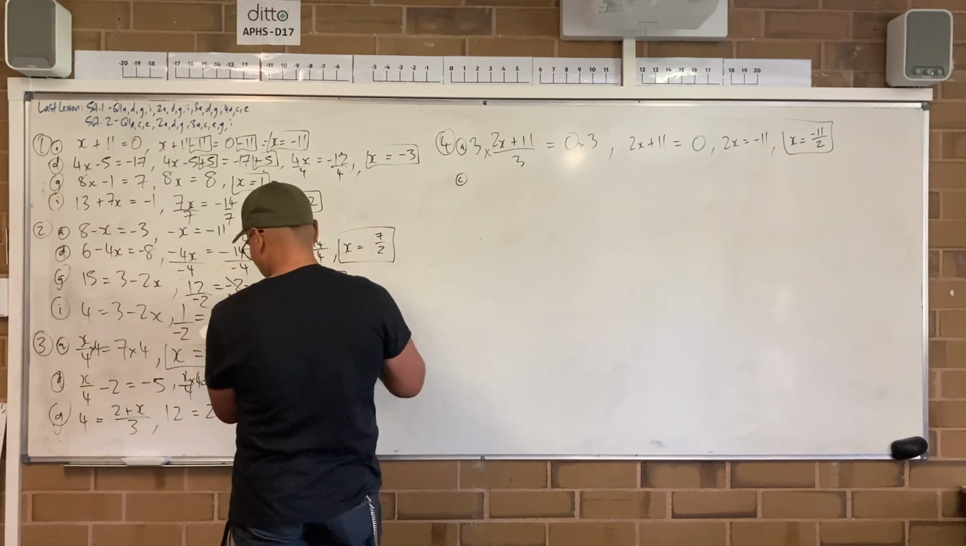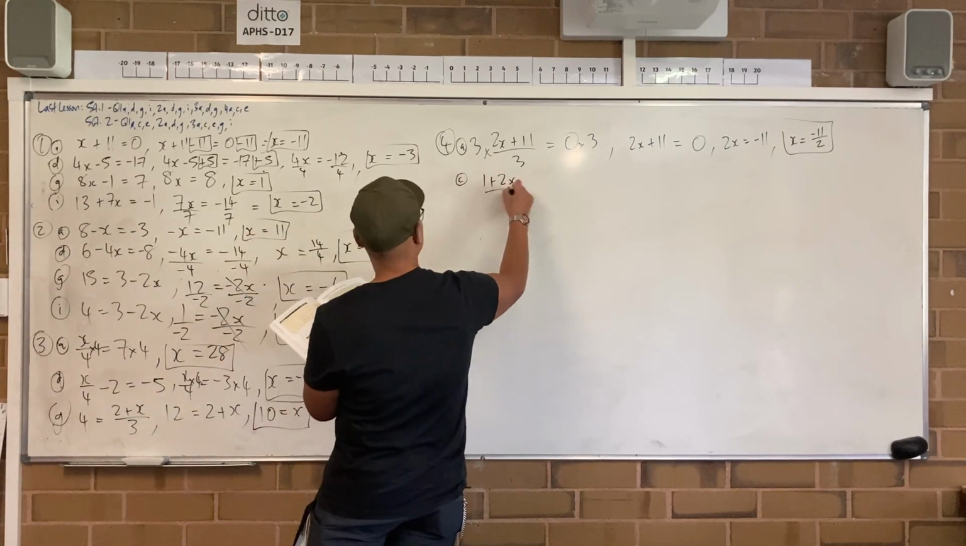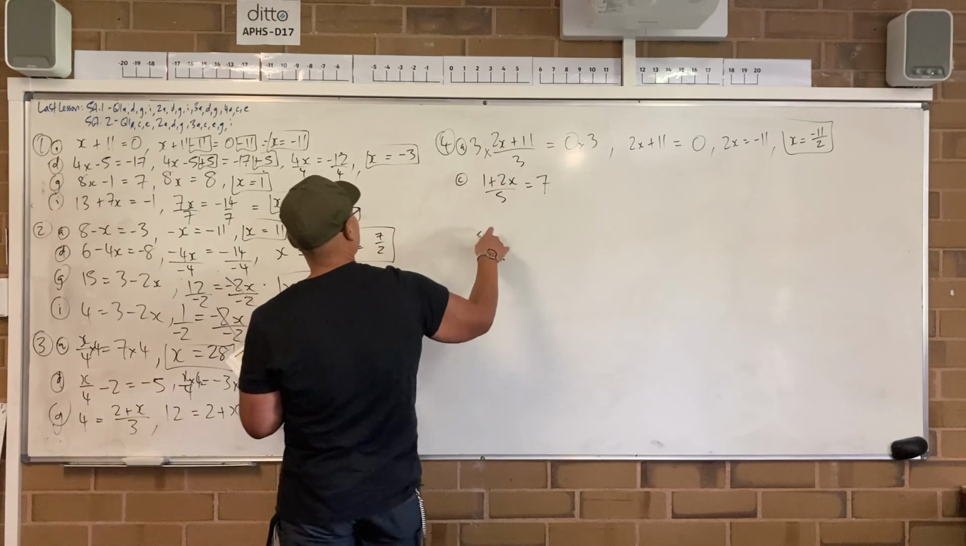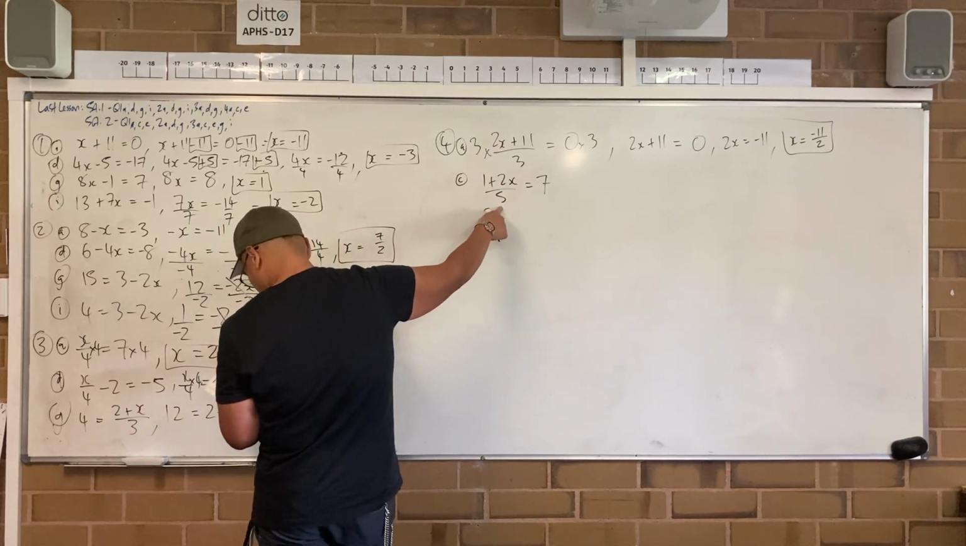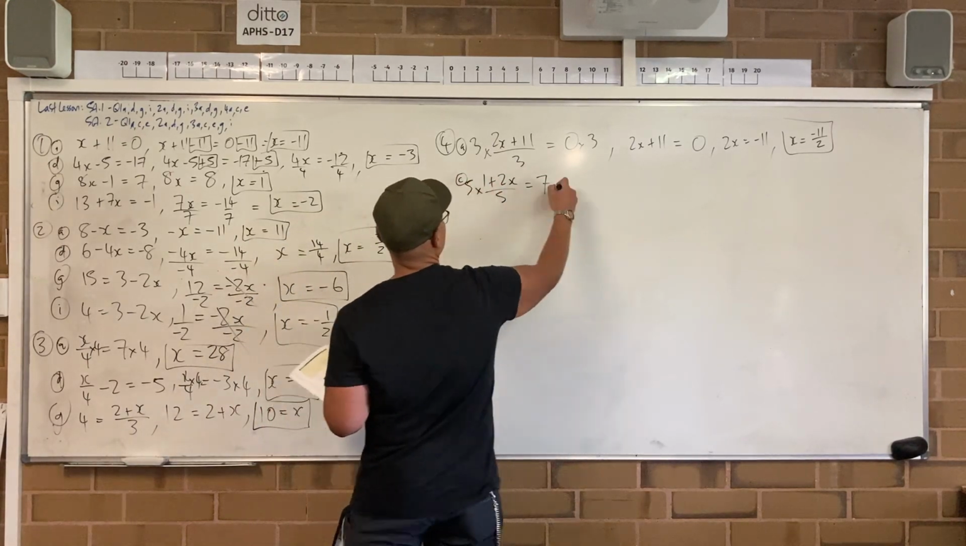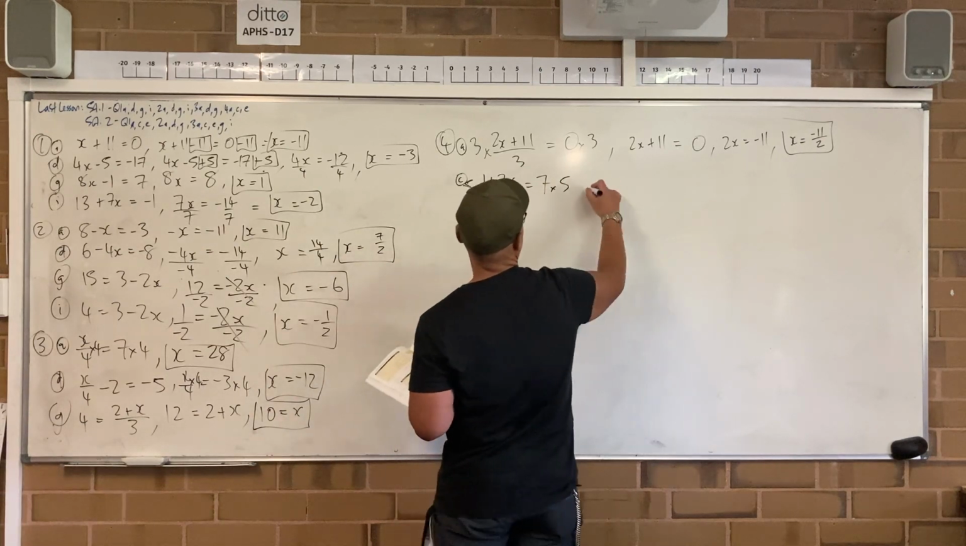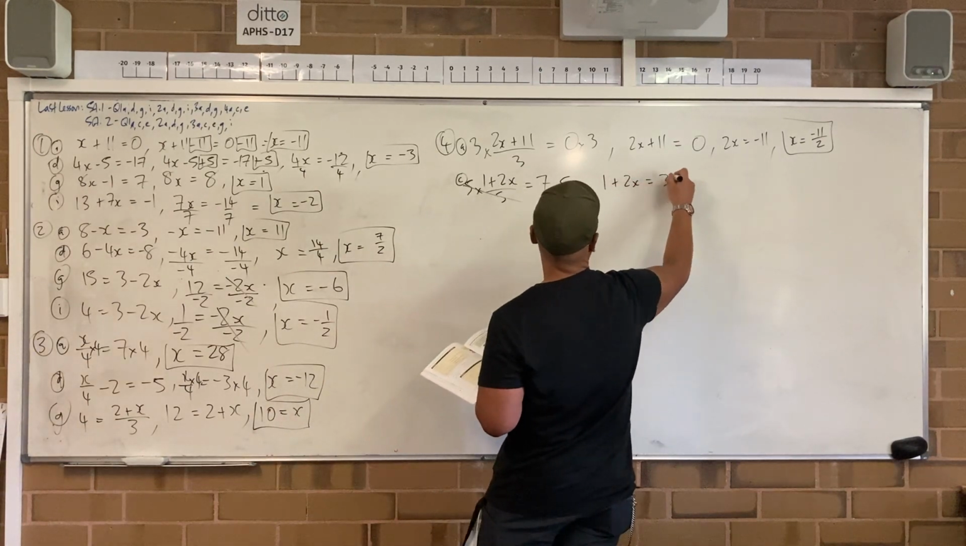4c: (1 + 2x)/5 = 7. What's the opposite of that? Multiply times 5, times 5. So that's going to cancel. It's going to be 1 + 2x is equal to 35.